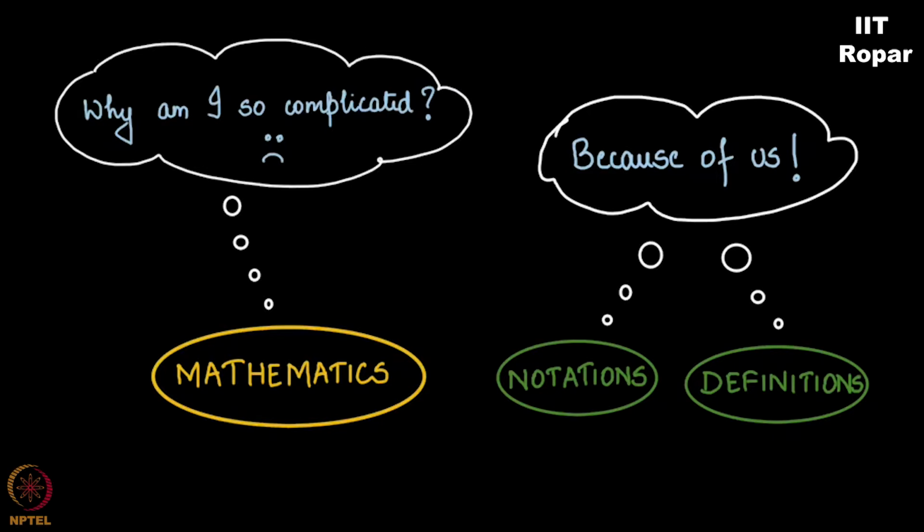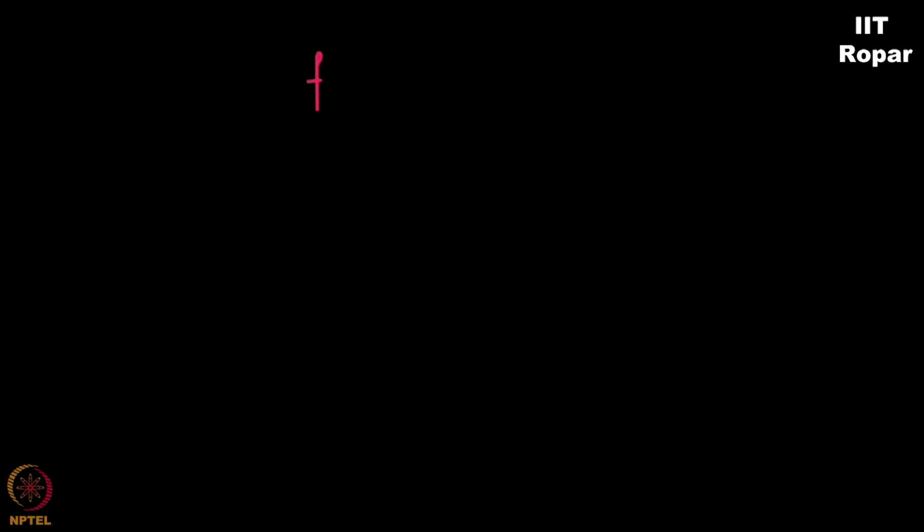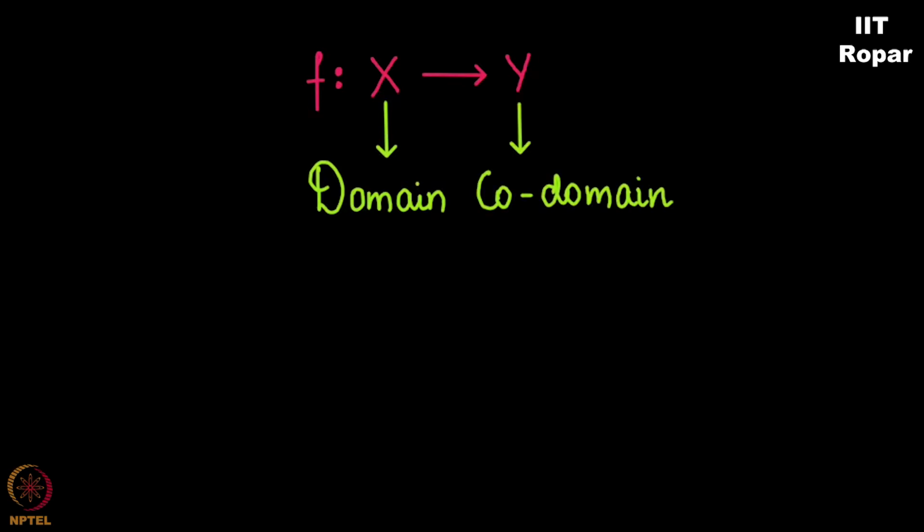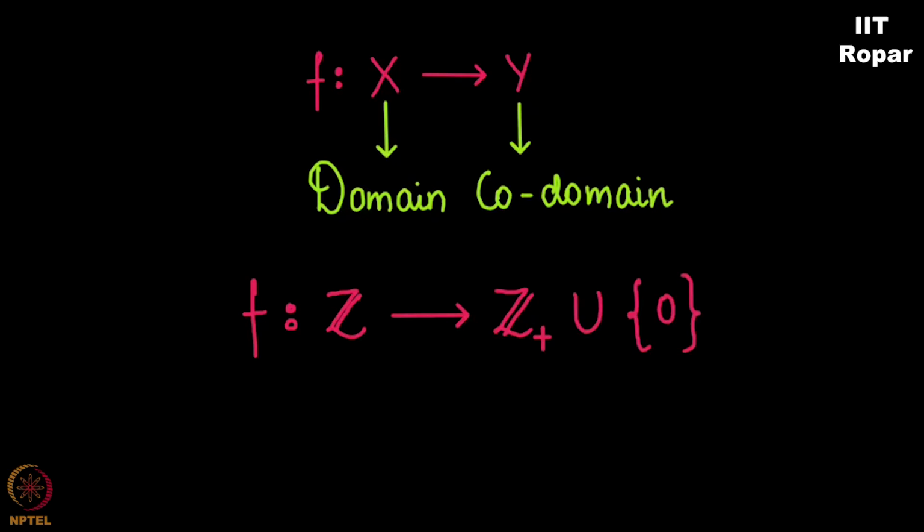So firstly, let me take an example of a function f from some set X to some other set Y. And this set is called the domain, and where it takes to is called the codomain. For example, if I were to take a function f from, let's say, integers to positive integers, I also include 0 here, defined by f(x) = x^2.